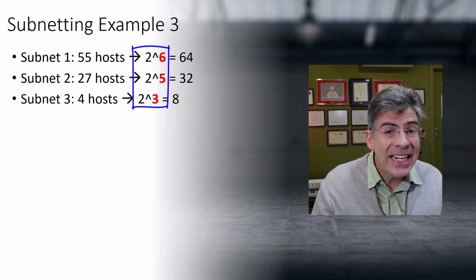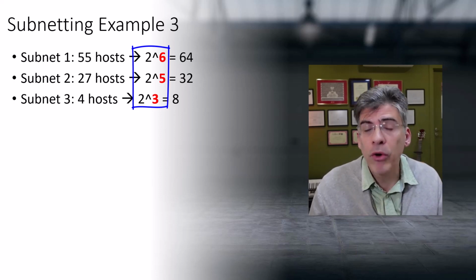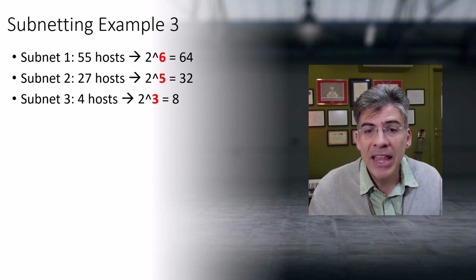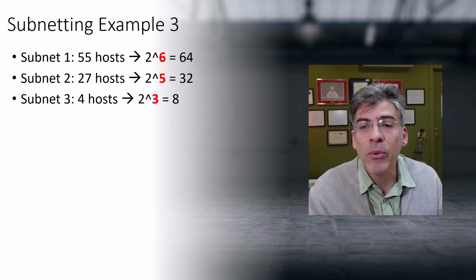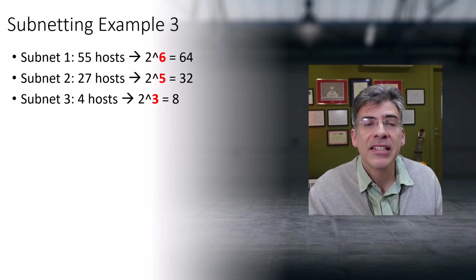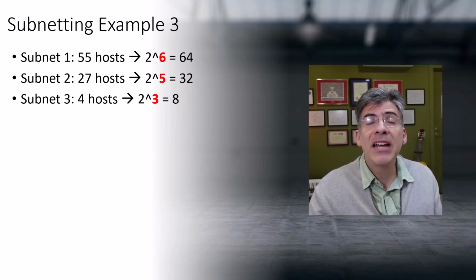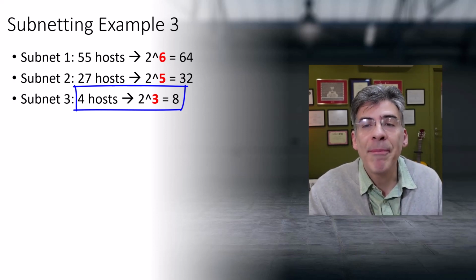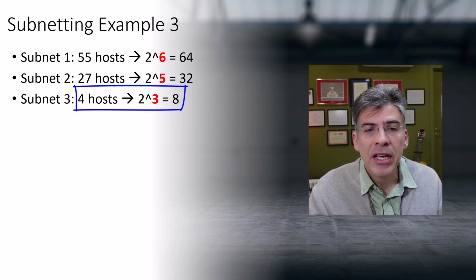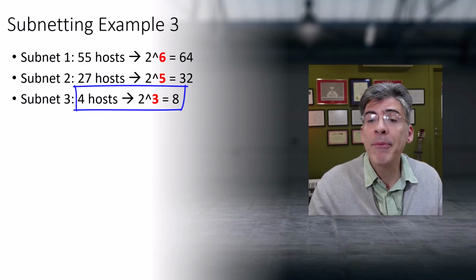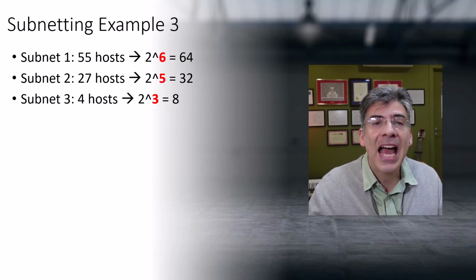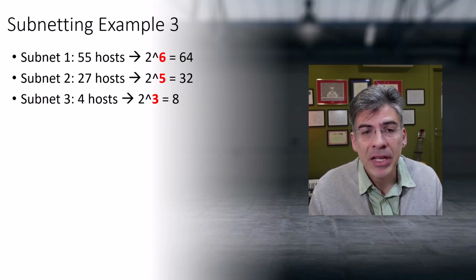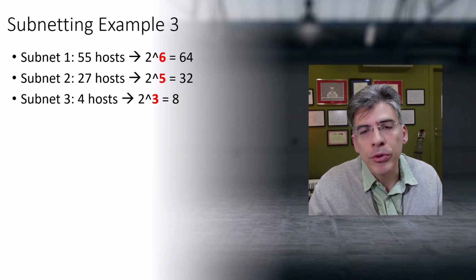Now, that number in red is actually the number of host bits that we're going to use. So automatically, you know the number of network bits. And thus, you know the subnet mask that we will be using for each of these subnets. Now, notice that for subnet number 3, where we need 4 hosts, we can't use a subnet mask of 2 host bits because that would give us 4 addresses. But remember, the network and broadcast addresses are reserved, which are the first and last addresses in the subnet. So we would only have 2 usable hosts.